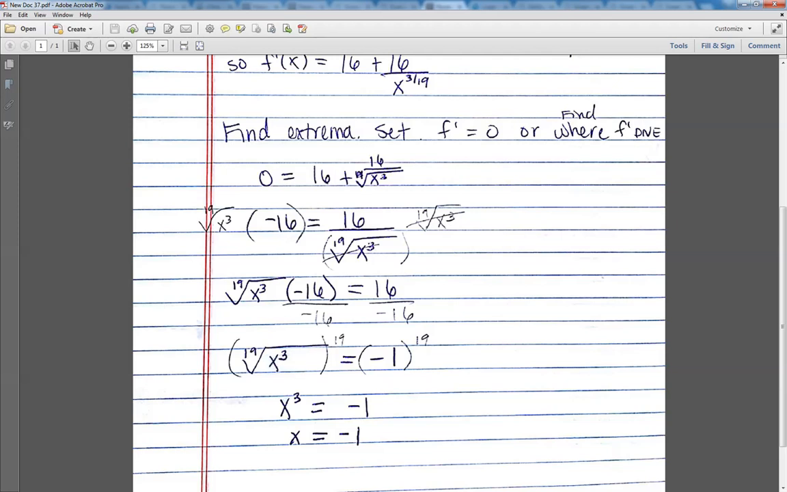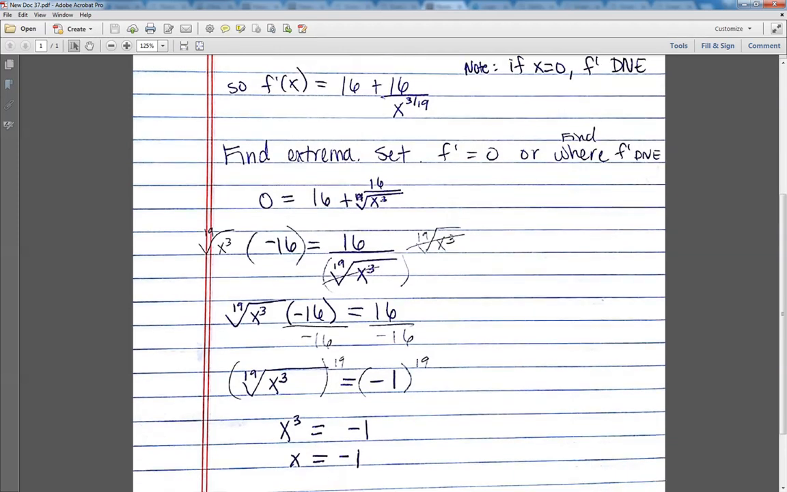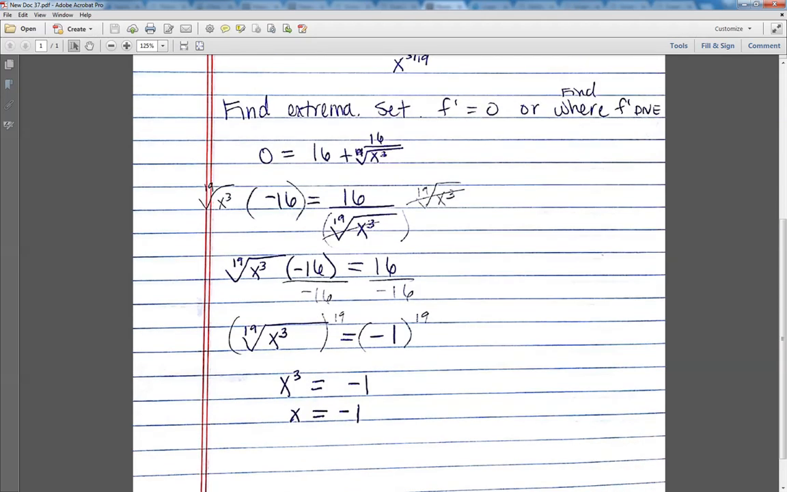And then if I raise negative 1 to any power, it's either going to be negative 1 or positive 1. Well, because 19 is an odd number, that means that I've got negative 1. And so I get x cubed equals negative 1. Well, that means x is equal to negative 1. So here I've determined that my two critical numbers that I'm looking for are 0, and again that came from where the derivative did not exist, and negative 1.